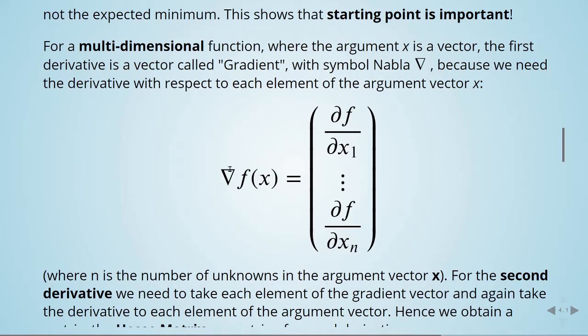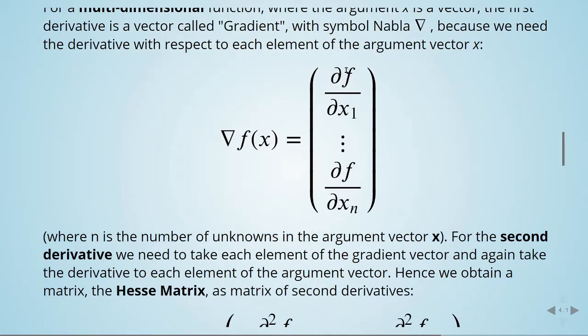So the gradient of this function is given by this vector here, and we have the derivative of the function with respect to x1, x2, and so on and so forth until we reach xn, where n is the number of unknowns in our vector x.